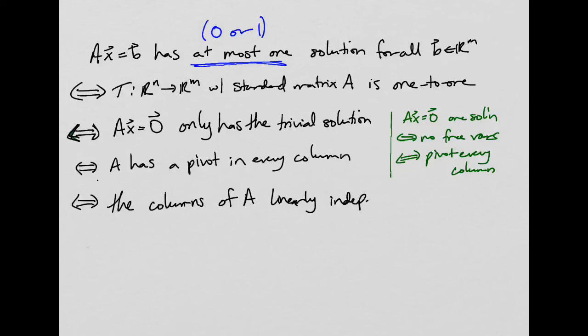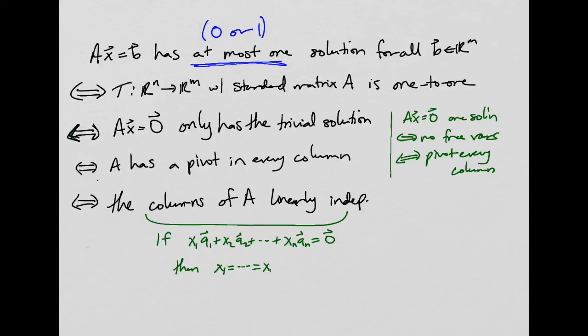So to show that equivalence, let's see. If I want to say the columns of A are linearly independent, what does that mean? Well, it means if I take a linear combination of the columns of A and I get the 0 vector, then x1 to xn, all of these scalars, all of these real numbers in front of my vectors, have to be 0. So in other words, this only has a trivial solution. That's the definition of linear independence, the basic definition.